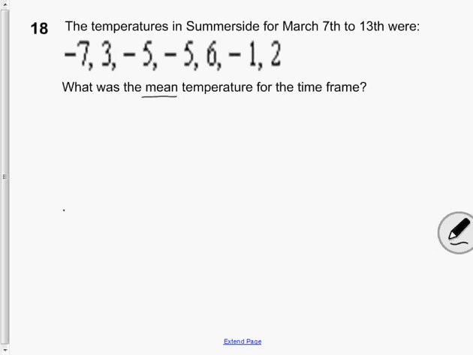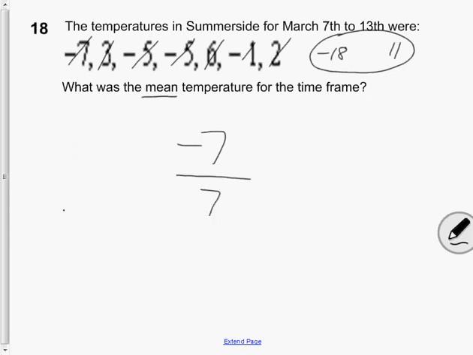So if we add these all together, the way I'm going to do it, I'm going to add my negatives first. So -7, -12, -17, -18 are all my negatives added together. My positives are 3, 9, 10, 11 positives. So the sum of all those temperatures is -7. And to find the mean, we have to divide by the number of things. There's 1, 2, 3, 4, 5, 6, 7 days, divided by 7. And I find the mean temperature for the week is -1 degrees Celsius.